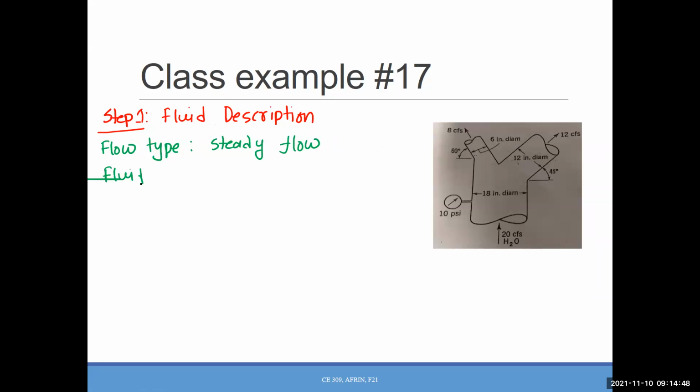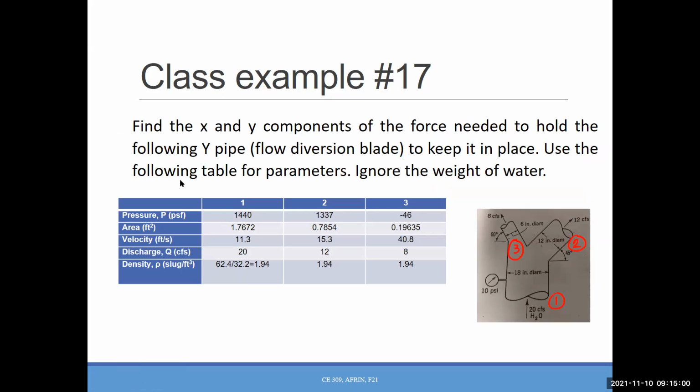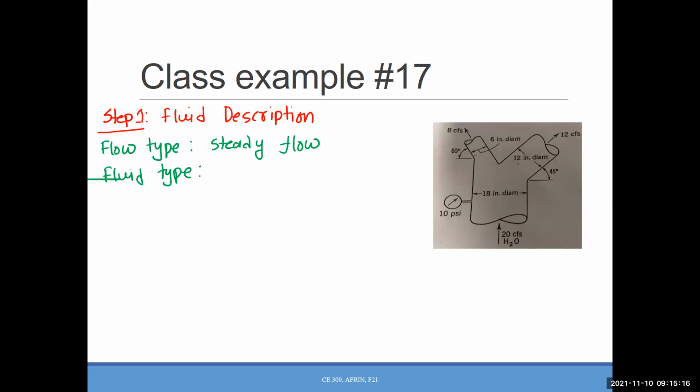And the fluid type, can you tell me what will be the fluid type? What is the fluid here? Water. It's not mentioned directly, but if you look at the very last sentence, ignore the weight of the water, we kind of know the fluid is water. At the same time, if you look at the density, it is actually water, but it will be given to you. You don't have to spend that much time to identify what is the fluid. So fluid type is water, which is incompressible and inviscid, like viscosity is very, very small, almost 0.